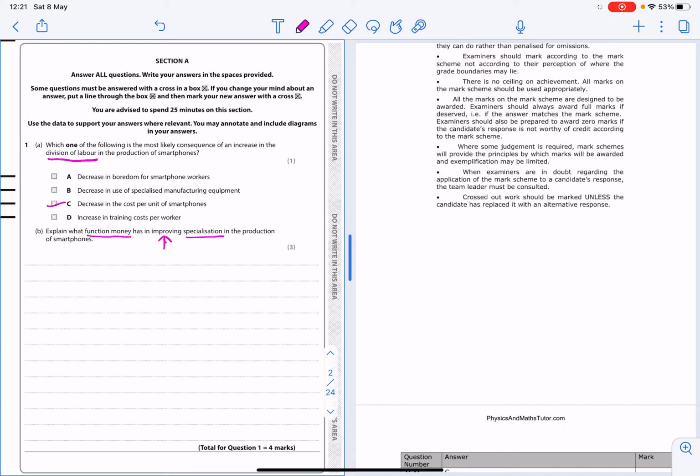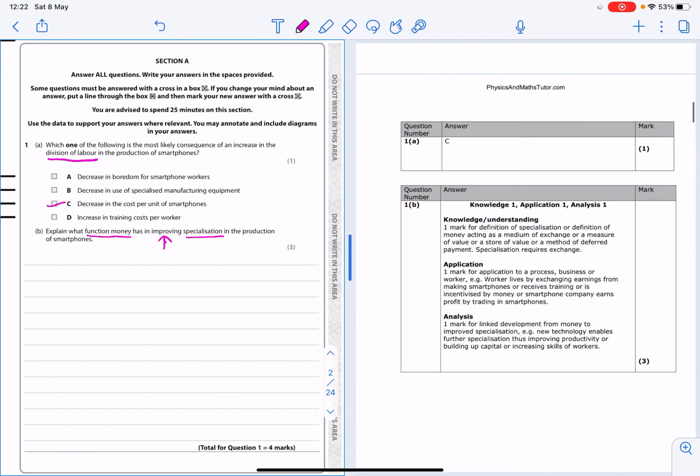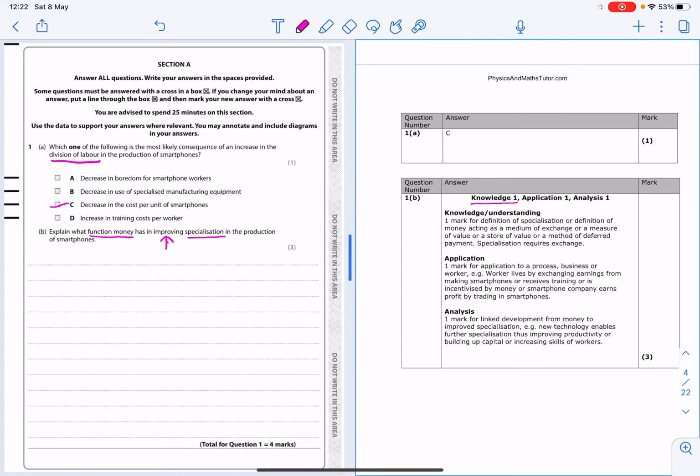So, with a question like that, if you're not really sure what to do, just throw anything at it. So define all of those things and then at least you're going to get something. But if you want to try and answer the question properly, I think the best thing actually is to look at the mark scheme and see how they're approaching it. So these 3 mark questions are split into 3 parts. You've got knowledge, which is like your key terms. So if you defined everything, then you're bound to get at least 1 mark, right?